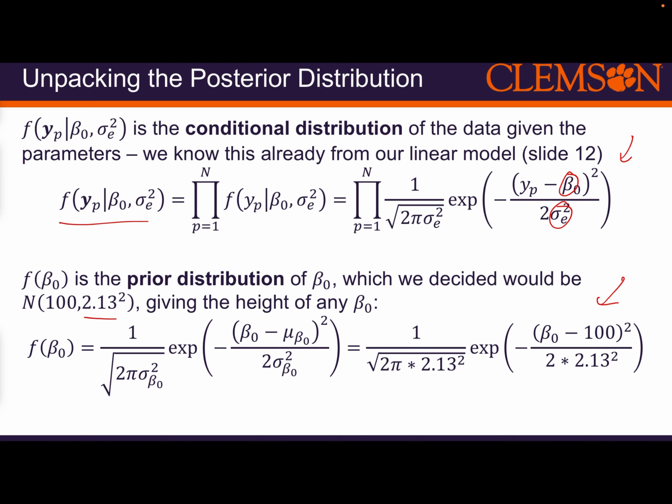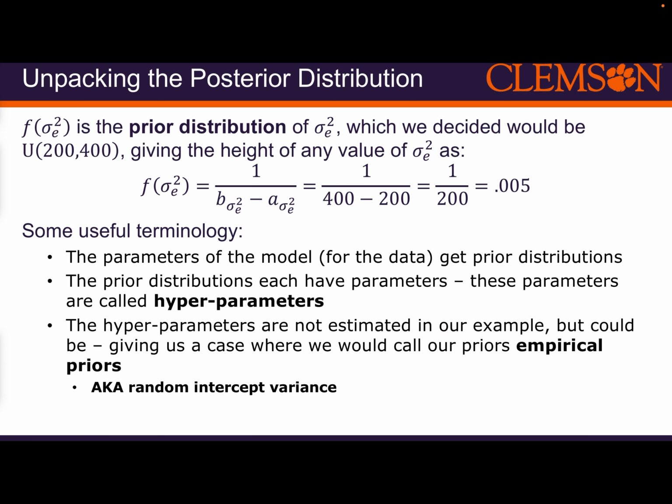So any beta 0 now gets a height, right? So every time we try a different beta 0 out, this is going to multiply the whole numerator of the proportional posterior distribution. And of course, the prior distribution for any value for the variance between 200 and 400 is 1 over the upper limit minus the lower limit, or 1 over 200, or the number 0.005, which is the constant across each.